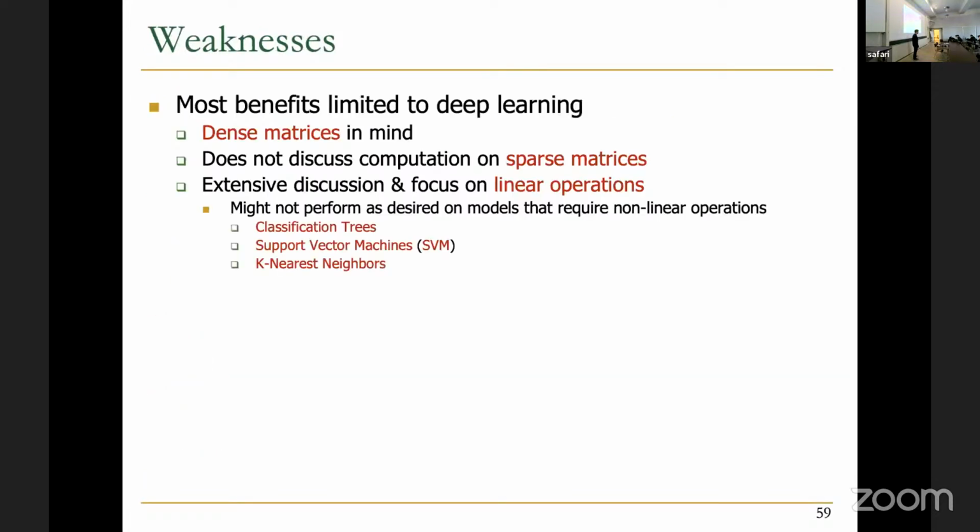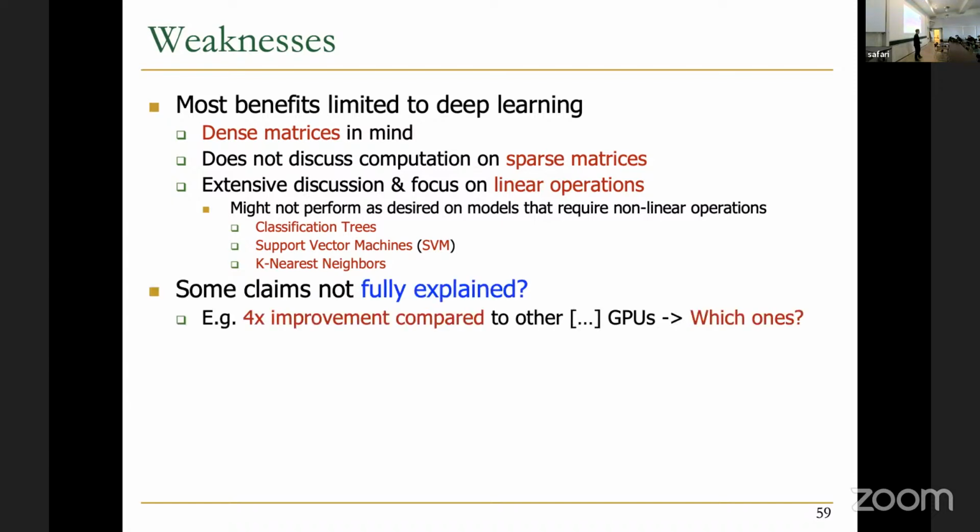Okay, some weaknesses. First of all, the paper claims that this new architecture is like a holy grail that fixes all machine learning problems. But in my opinion, it's not that broad because it mostly focuses on deep learning. So it has dense matrices in mind. It does not really discuss computation on sparse matrices. And there is an extensive discussion and focus on linear operations, but it is not clear how well this might perform on models that require nonlinear operations like classification trees or k-nearest neighbors.